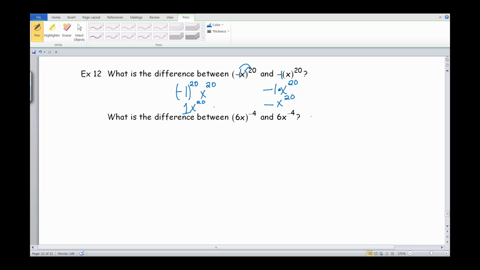So notice, it is not the exact same thing as saying positive 1 x to the 20th. These two look really similar to one another, but are actually quite different. Moving on to the next one.